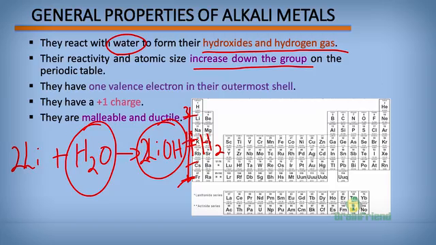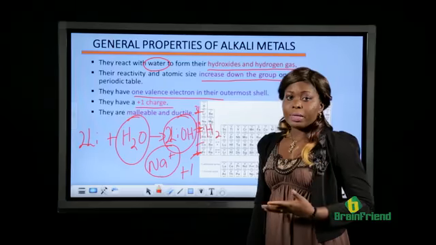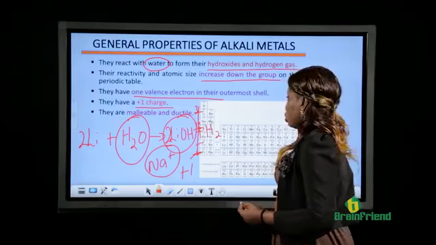Alkali metals have 1 valence electron in their outermost shell. Of course, all the alkali metals, the group 1 elements, that is actually what fetches them that name, have just 1 electron in their outermost shell. All of them. Therefore, they have a +1 charge, okay? So when they get ionized, they release that 1 electron to become positively charged. And that charge is a +1 charge, all right? They are malleable and ductile, just as other alkali metals are malleable and ductile.